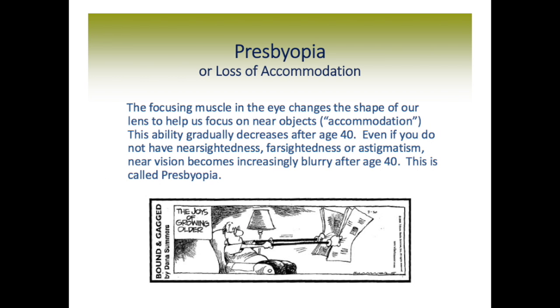And then there is presbyopia, or the loss of accommodation. The focusing muscle in the eye changes the shape of our lens to help us focus on near objects. That's referred to as accommodation. This ability gradually decreases after age 40. Even if you do not have nearsightedness, farsightedness, or astigmatism, near vision becomes increasingly blurry after age 40, and again that's called presbyopia.